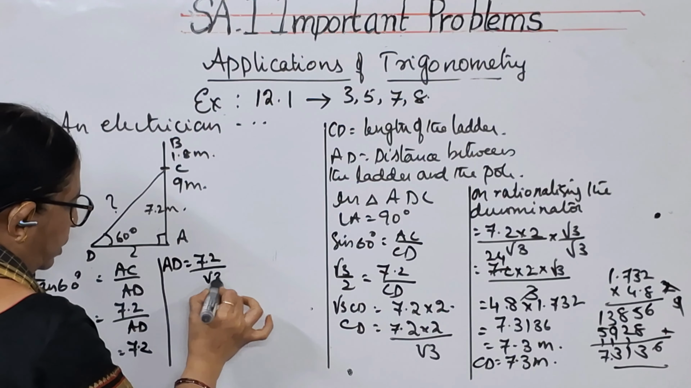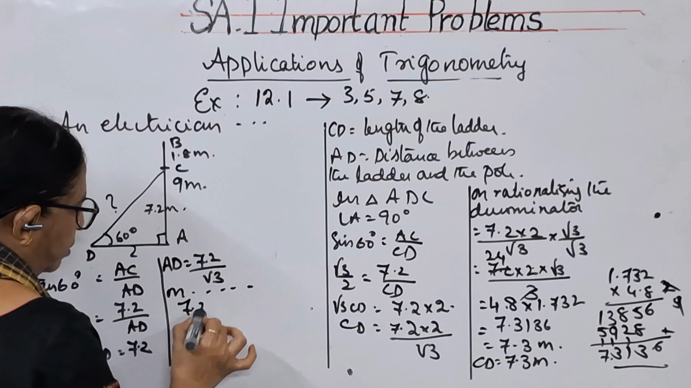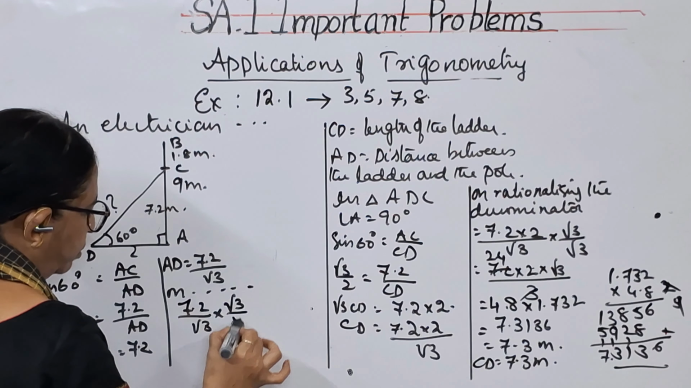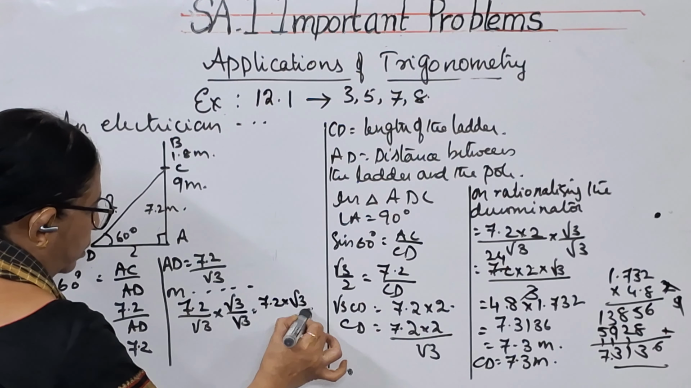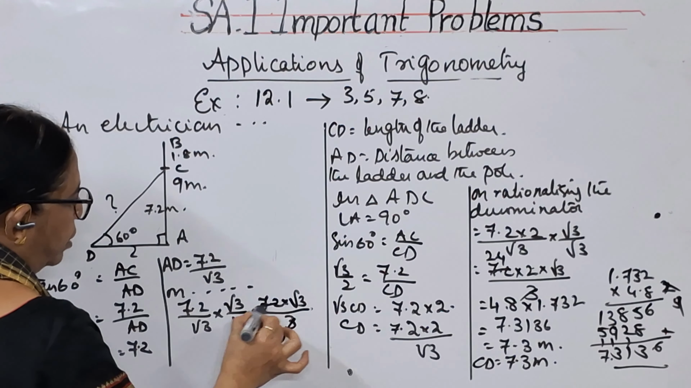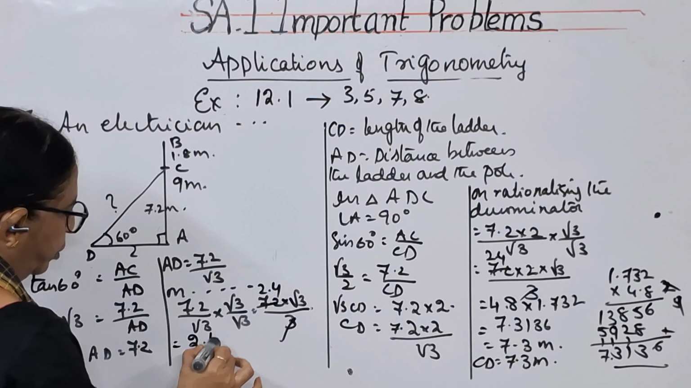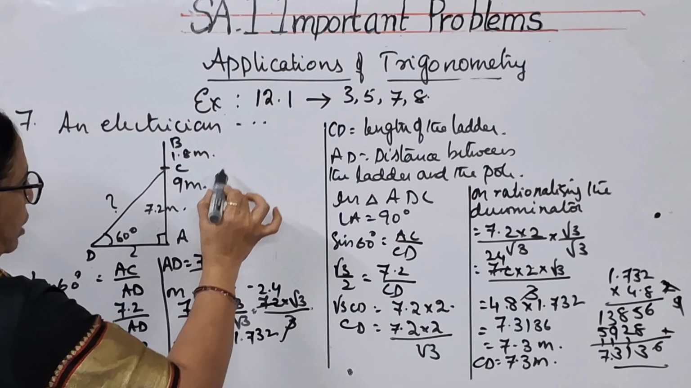7.2 by root 3. Again on rationalizing the denominator, 7.2 by root 3 into root 3 by root 3. 7.2 into root 3 by 3. 3 2s are 6, 3 4s are 12. So how much are you getting? 2.4 into 1.732. So let me multiply.